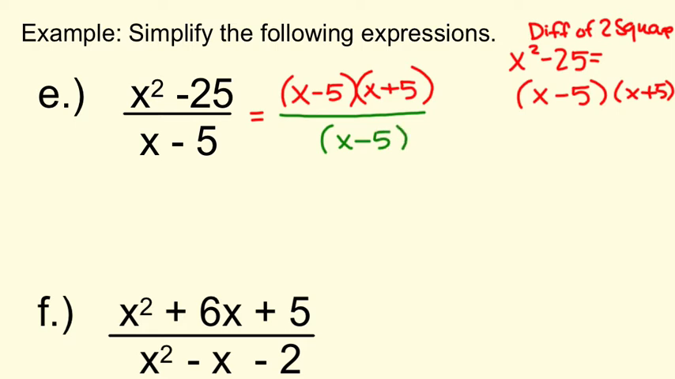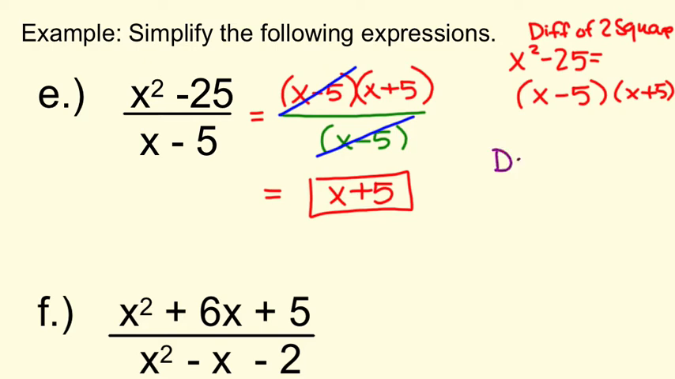Now we're looking to see what factor cancels out. There is a common factor. This x minus 5 and that x minus 5 cancel out. So we're left with x plus 5 in the numerator over 1. There's your answer. We're going to ask you to do one other thing in this problem. We're going to ask you for what we call a domain restriction.